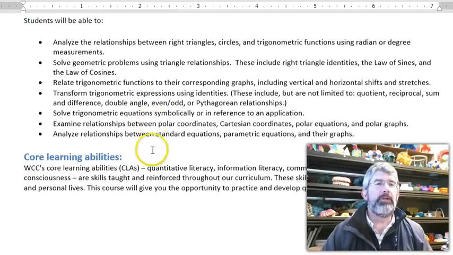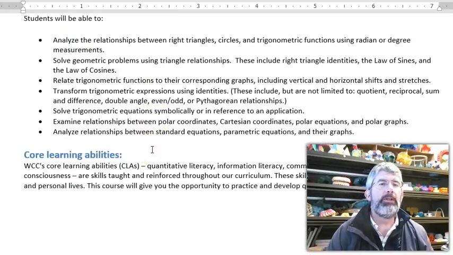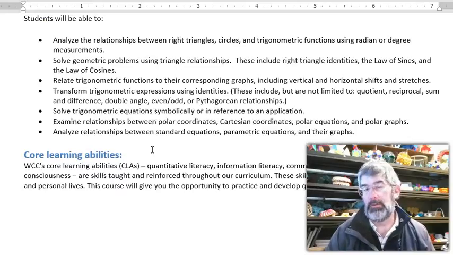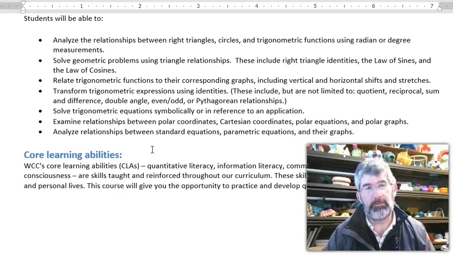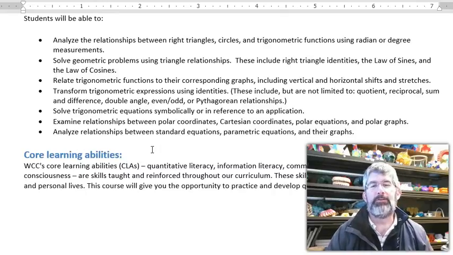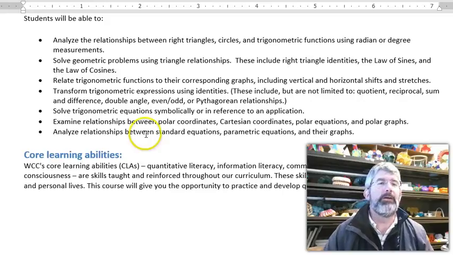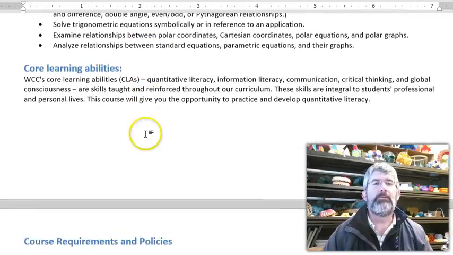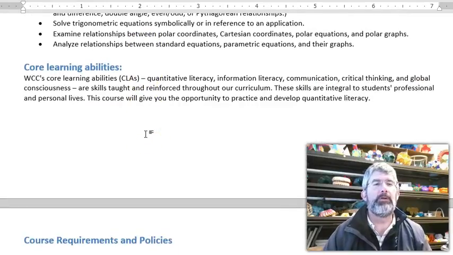Outcomes, these are the things that I would expect that you can do by the end of the course. If you're looking for inspiration when you're studying for midterms, the list of outcomes is probably a good place to look to see what I'm looking for. Of course, there are core learning abilities at Whatcom Community College. We expect certain things out of you.